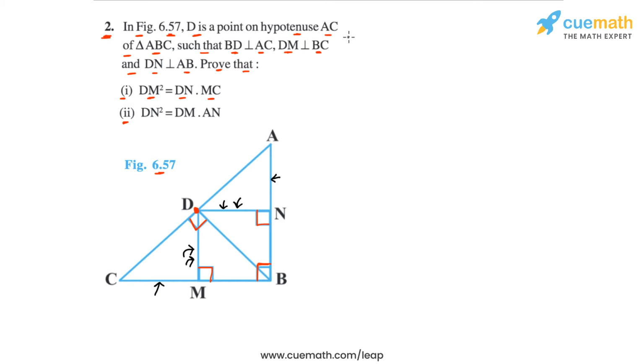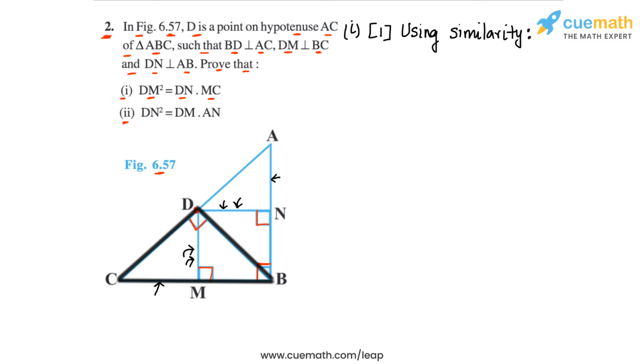Okay, so let's start with the first approach. I'm solving part 1, and the first approach I'm taking is using similarity. Let me first outline what I'm going to do. If you consider this triangle BDC that I'm highlighting, in this triangle, from the right angled vertex D, we are dropping a perpendicular DM onto the hypotenuse BC. So we are getting two triangles, triangle DMC and triangle BMD, and these two triangles will be similar.